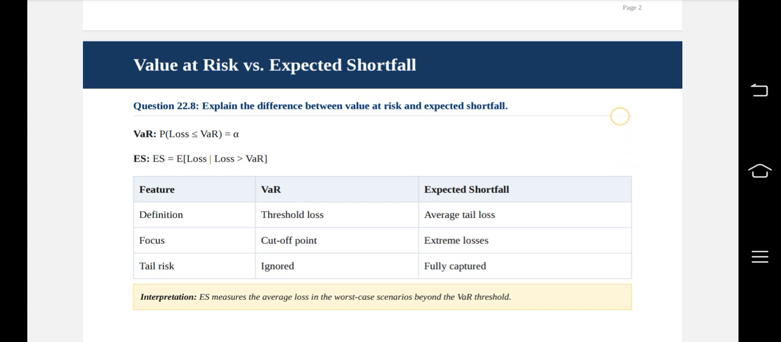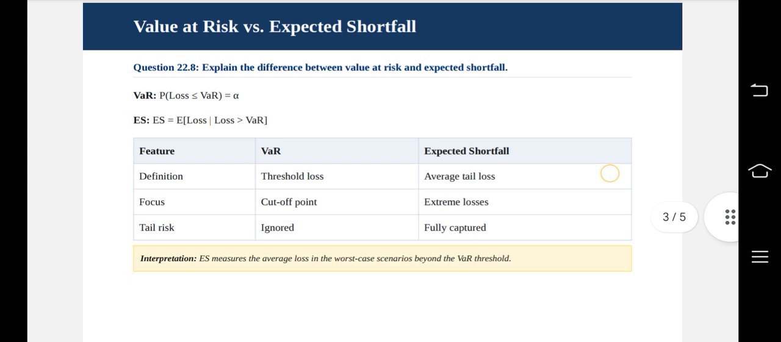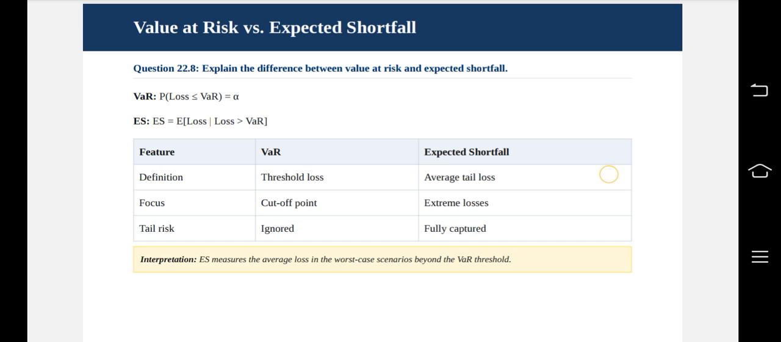This is addressed by expected shortfall. As you can see from the notation, ES is equal to expected loss given loss is greater than VAR. Here ES calculates the average loss in those extreme scenarios that exceed the VAR threshold. While VAR identifies the boundary, ES quantifies the severity of tail risk.